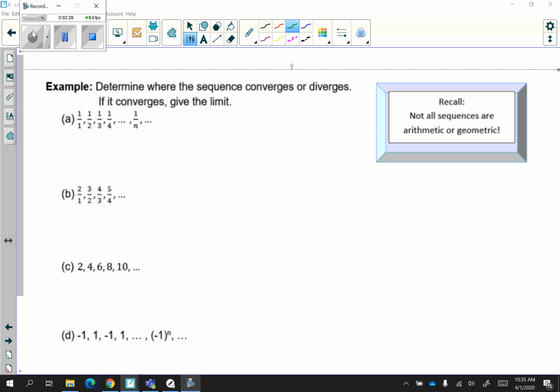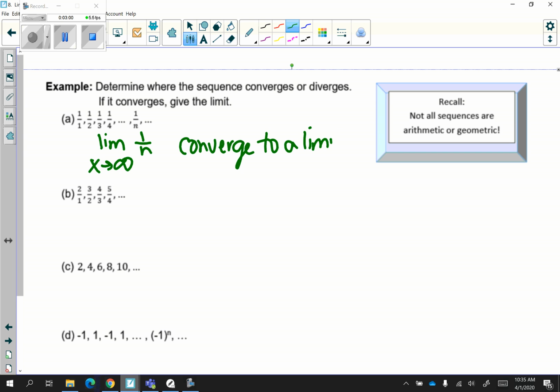Let's take a look at these examples. Determine whether the sequence converges or diverges. If it converges, give the limit. So let's look at A. So we are asked to find the limit as n approaches infinity of the function 1 over n. 1, 1/2, 1/3, 1/4, where is that approaching? It's going to be converging to a limit of 0. It's getting very, very small and approaching 0.